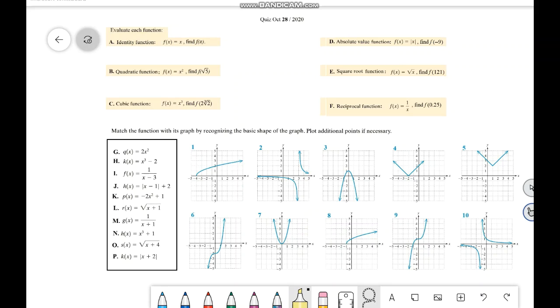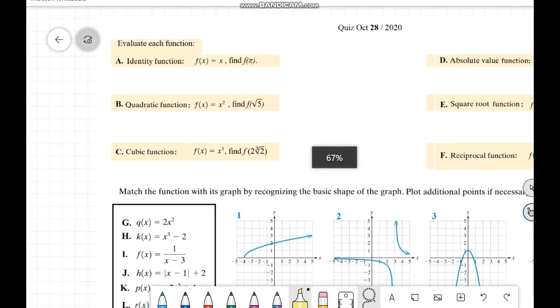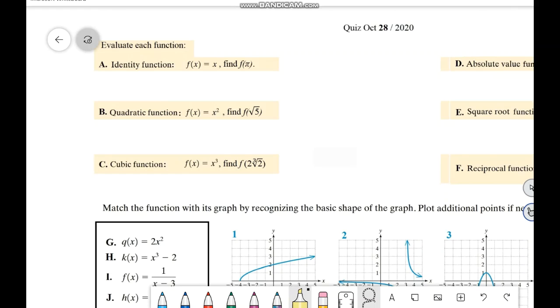Explain a little bit about the quiz. The first part of the quiz, you're going to evaluate each function, and we are working with the basic functions that we learned today: the identity function, quadratic, cubic function, absolute value function, square root function, and reciprocal function. And we will evaluate. That means we're going to assume a value for x, and we're going to find out y, or f of x.